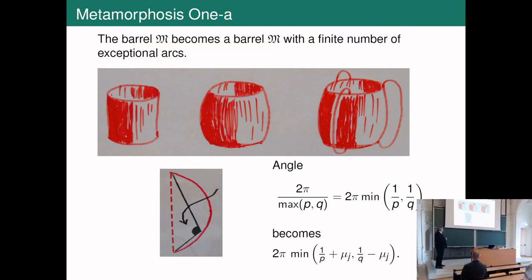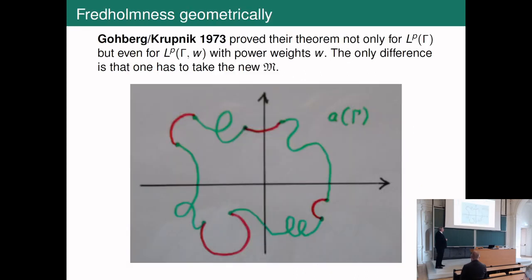So, and this means this barrel now becomes a barrel with exceptional circular arcs. So at the point where the weight is sitting, we have to change the original arcs by new arcs. And the angle of these new arcs is now defined by p and the exponents. This means geometrically we have again to fill in circular arcs, but the shape of these circular arcs now depends not only on p, but it depends also on the weight.